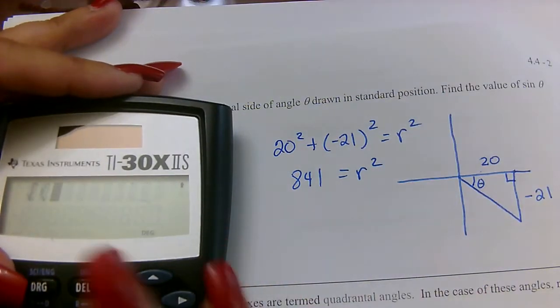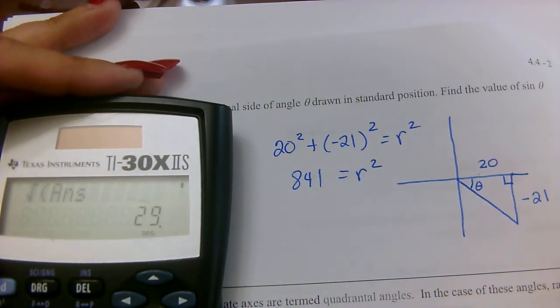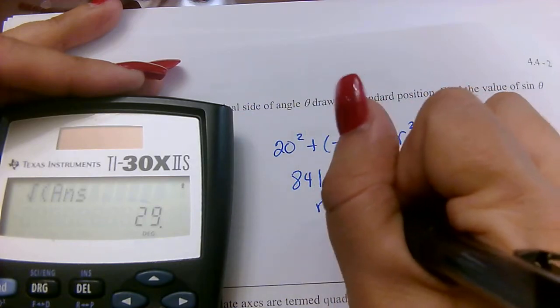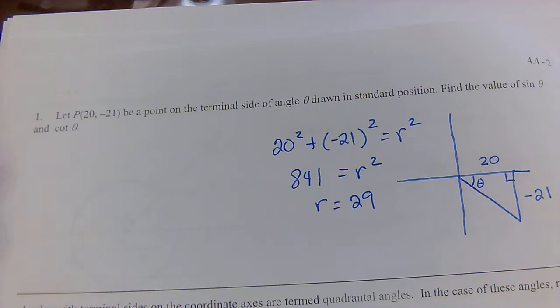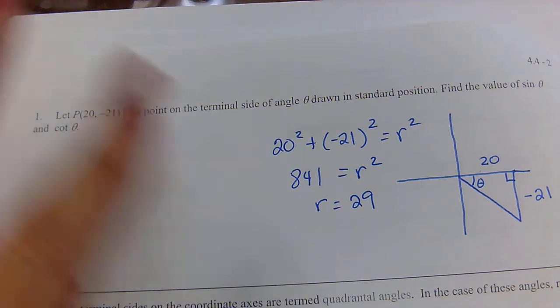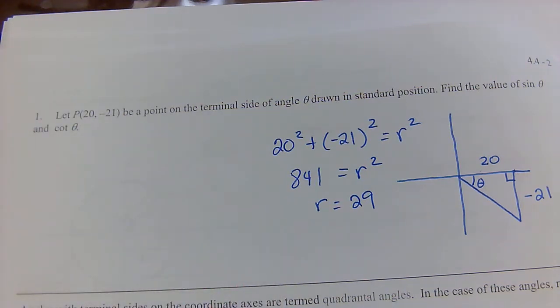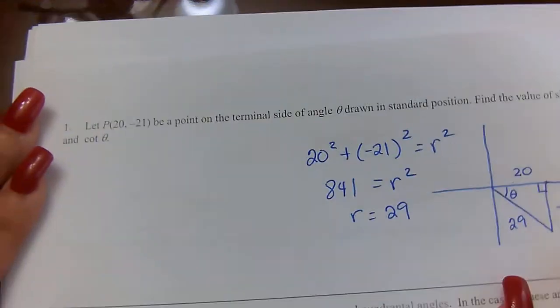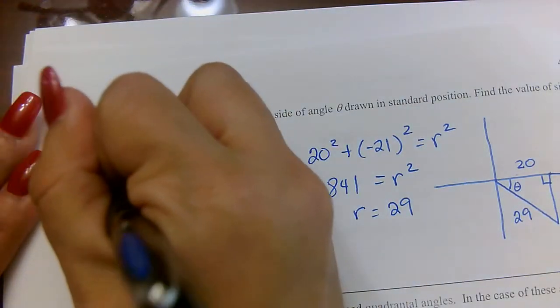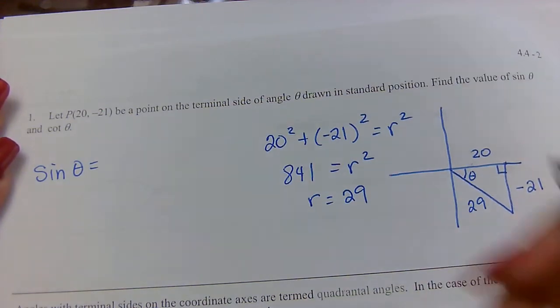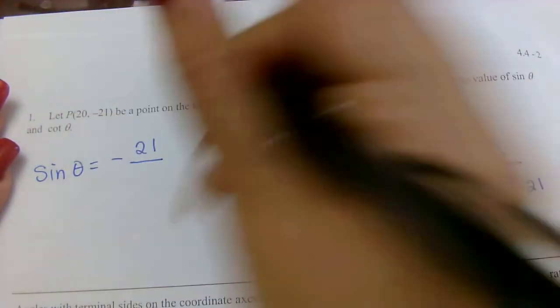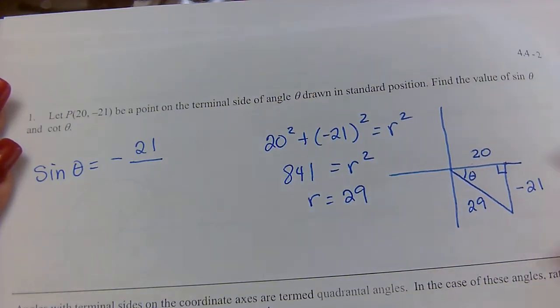So now I'm going to take the square root of that, and I can see that r is equal to 29. Okay, remember we're using a positive here. Your radius or your hypotenuse will always be positive in this case. Now I'll show you what it means to be negative in another unit. Okay, so now that I have this as 29, let's go ahead and find sine. Sine theta. Well, if I'm looking here, sine is opposite, which is negative 21, over hypotenuse, which is 29.